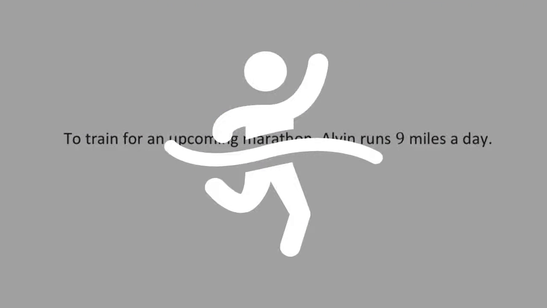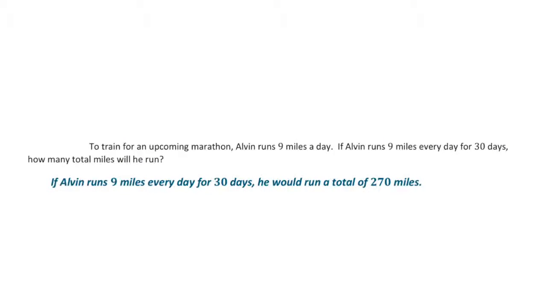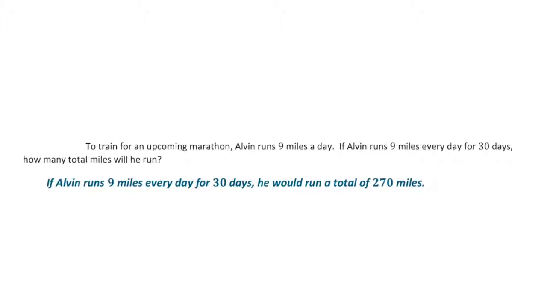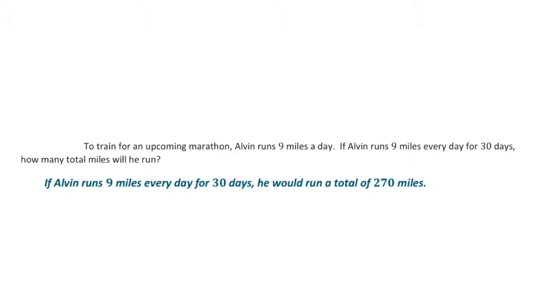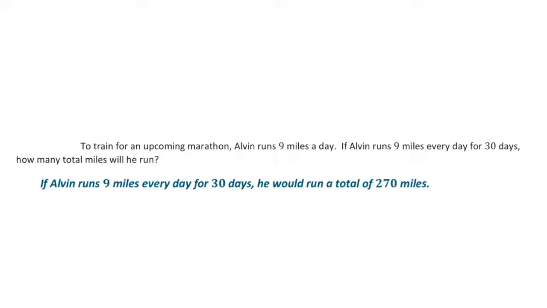Alvin's training for a marathon. He runs 9 miles a day to train. If he runs 9 miles a day for 30 days, how many total miles will he run? Well, if we know that he runs 9 miles a day and we're told that he runs for 30 days, then we're going to take those 9 miles for every 1 day and find 30 times as much, because we have 30 days instead of 1.